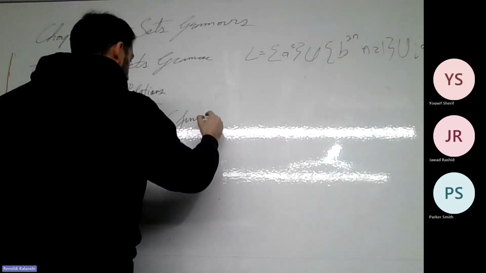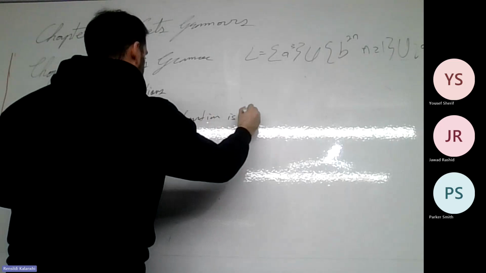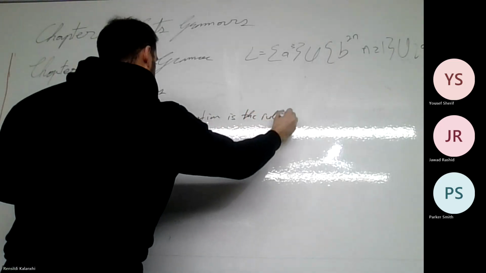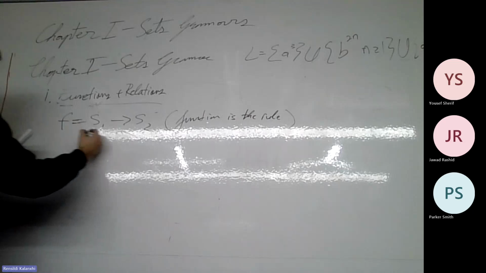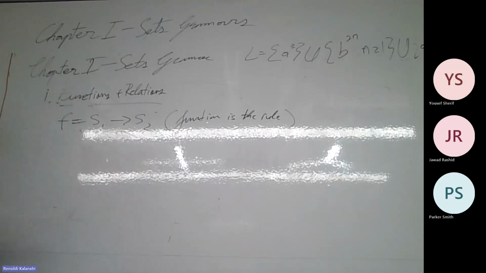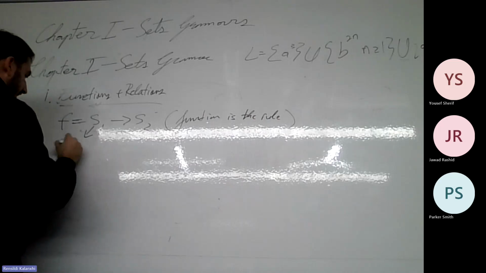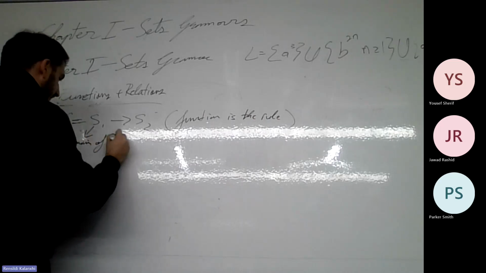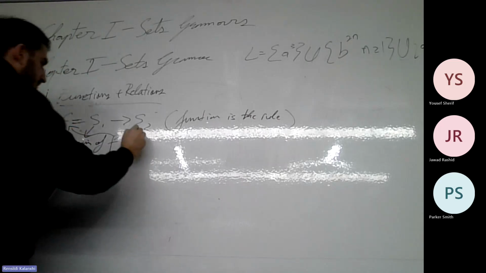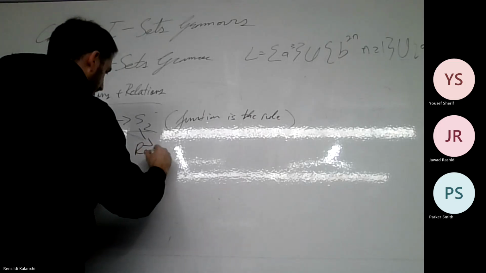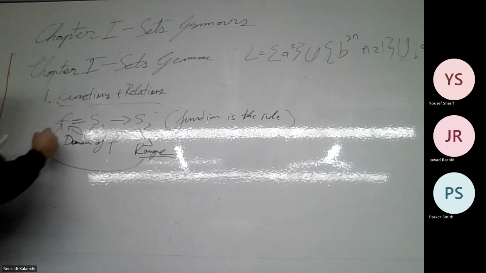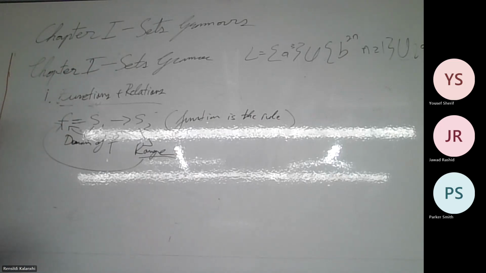The function is the rule. So it just says what this does. It basically sets a rule. And S is the domain of F, and S2 is the range of F. So it talks about the growth functions.